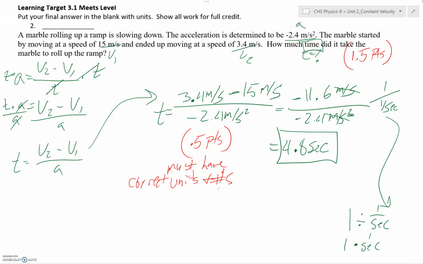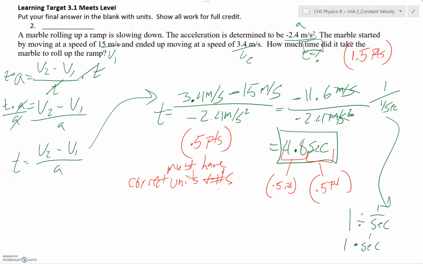So if you just did 3.4 minus 15 divided by negative 2.4, no units, you would not get this half a point. In the other one, you got points for both, but we don't have the points to work with on that one. And then here, having 4.8 would be half a point, and just having seconds would also be worth half a point. Okay, so that's all well and good, but I still think that this equation is important here.